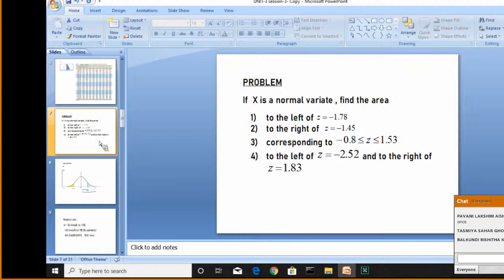Hello, not 0.5 plus 0.4625, Rishita. Again I will show the figure.